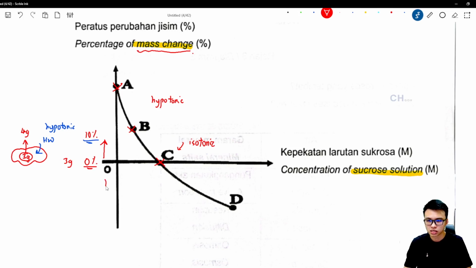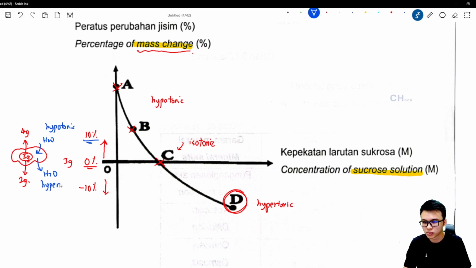Now, what if the percentage of the mass has a negative change? It means that water moves out from the cell. Then the mass of the cell will decrease, let's say to 2 grams. So you can see D will be the one where the concentration of sucrose solution is hypertonic to the cell. Why? Because only hypertonic will make the water diffuse out from the cell. So the answer here should be D.